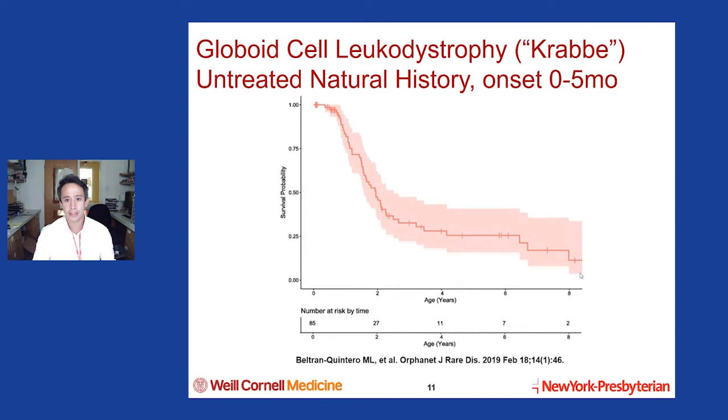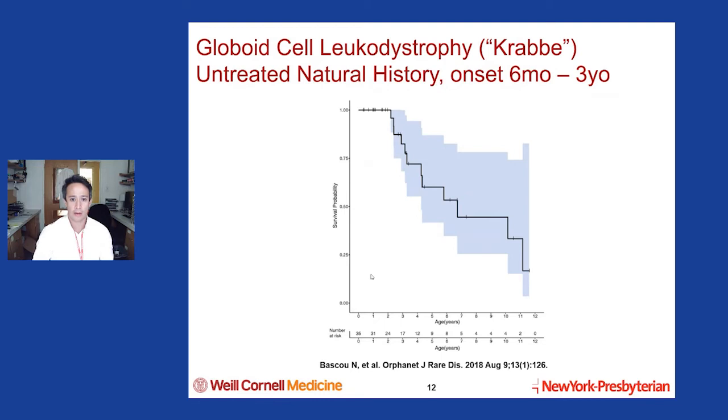In patients with Krabbe disease, if they have neurologic onset between 0 and 5 months old, half the patients will expire by about 2 years old. If you have patients with disease onset from 6 months to 3 years, survival probability is still poor. They'll live longer and have a somewhat more attenuated phenotype. However, they will also succumb to disease.